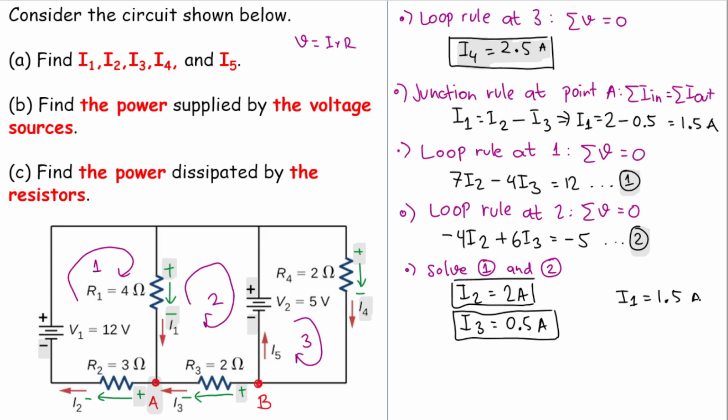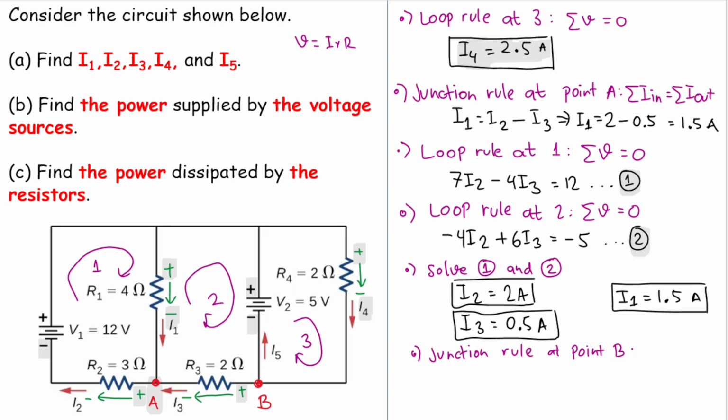1.5 ampere. Okay, we have I1, I2, I3, and I4. And here we can also calculate I5 from the junction rule at point B. So we'll have the junction rule at point B.